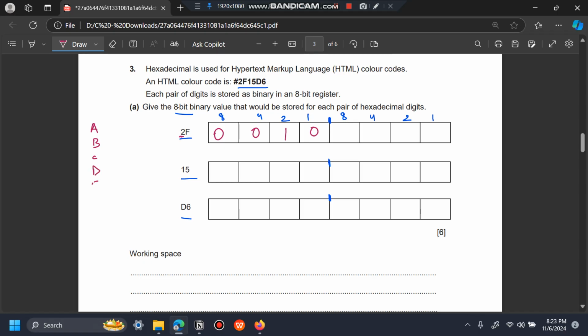Whenever we get a question on hexadecimal, make sure you write these place values in some corner of the working space. But right now I'm just writing it over here.